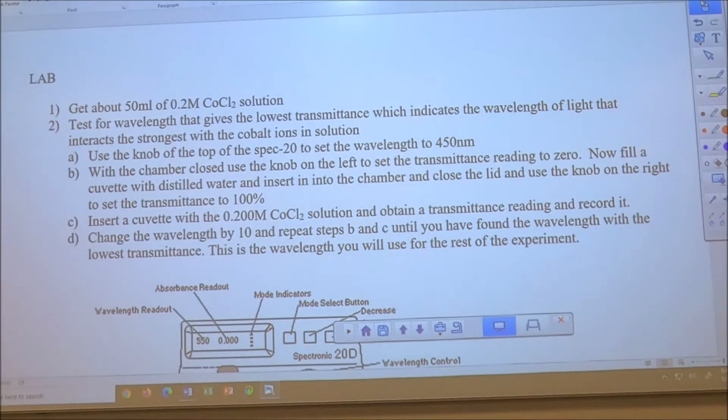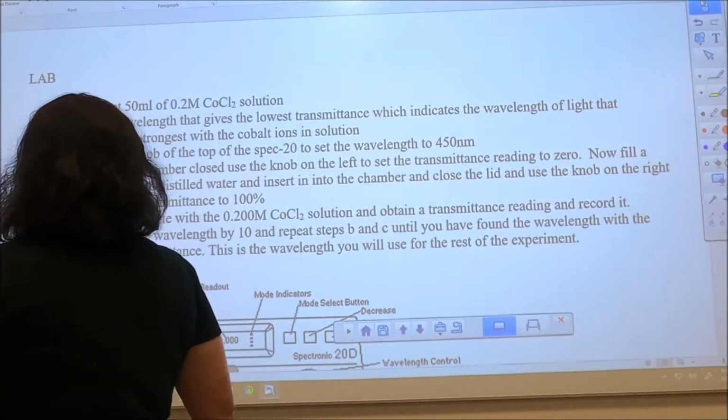Now, you've already done 2 labs where you've graphed, so hopefully you're starting to get the hang of graphing. Graphing is going to be very important in this lab and the next one and at least a couple more. So let's first start off by looking at what we're going to be doing.